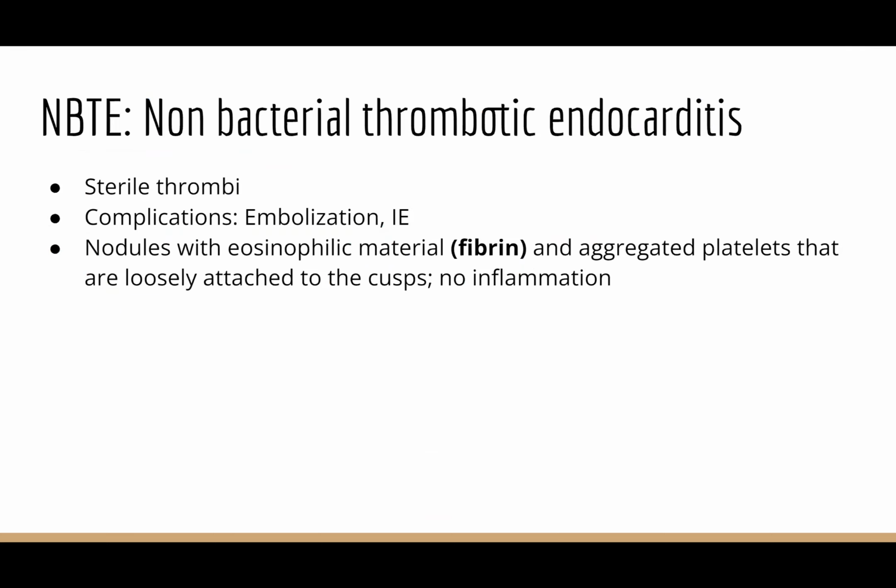Okay, non-bacterial thrombotic endocarditis. So this is going to be sterile thrombi. So remember, in infective endocarditis, those vegetations did have the organisms inside. So they had the fibrin, they had the leukocytes, and they had lymphocytes, and then they had the organisms. So this is a sterile thrombi. Again, complication, you can have embolization, but you can also get infective endocarditis down the line. So this is eosinophilic material with fibrin in there, aggregated platelets, the cusps loosely attached, so you can get the embolization. And you do not have inflammation of the surrounding tissue. That's important too.